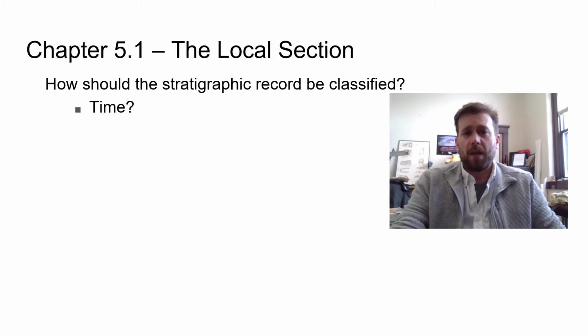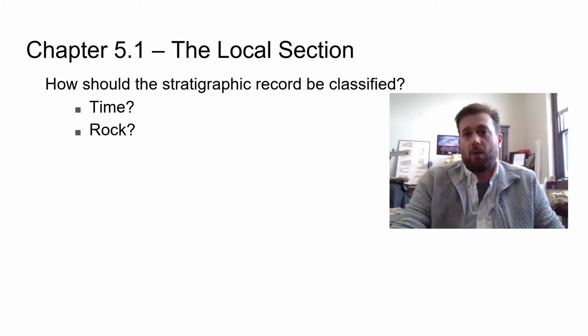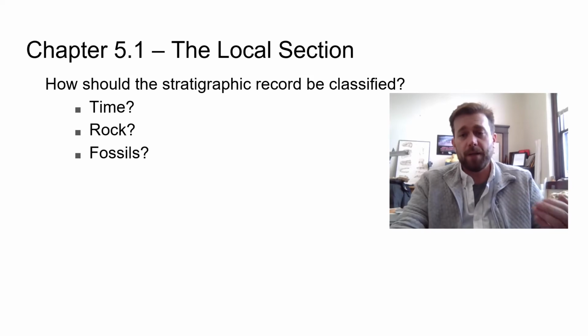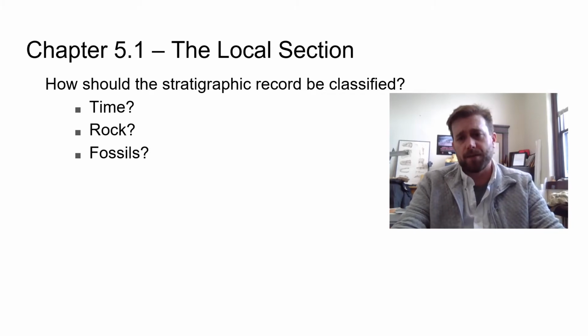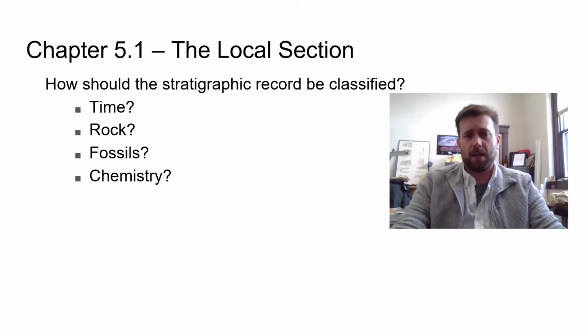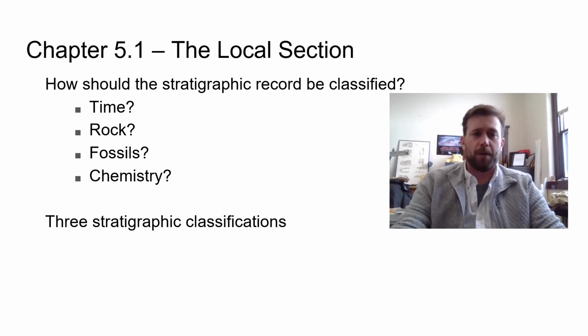Can we break down the stratigraphic record by time? That may or may not link up with rock type. Rocks in and of themselves may not correlate with time. We have rock units that are what we call time transgressive. We can describe and classify the stratigraphic record exclusively based on fossils with biostratigraphy, regardless of rock type. We can also do this with chemistry, looking at isotopic signatures and large-scale bulk chemical changes in the stratigraphic record. So in order to break these apart and find ways of classifying them, we're going to look at three main stratigraphic classification areas.